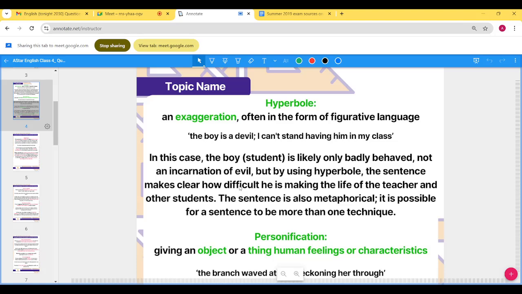And this will often be the case in the exam: a sentence can be more than one technique together. Just because it's one doesn't discount it from being another. Sometimes there's more than one technique in play at the same time, and you can incorporate that in your answer. In this case, a reader or listener is going to understand it's a very naughty boy. They're not going to think he is the incarnation of evil itself. That seems rather unlikely, but it makes very clear how difficult he's making their life. Maybe he's acting quite malevolently, hitting other children, throwing people around, disrupting the class in whatever way is possible.